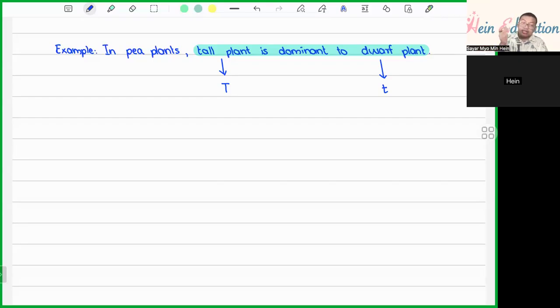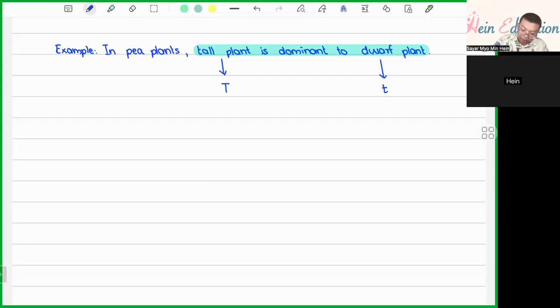Now, since they are alleles, right? Alleles mean the alternative forms of a gene. So there will be two parts of the gene, two parts of the alleles.